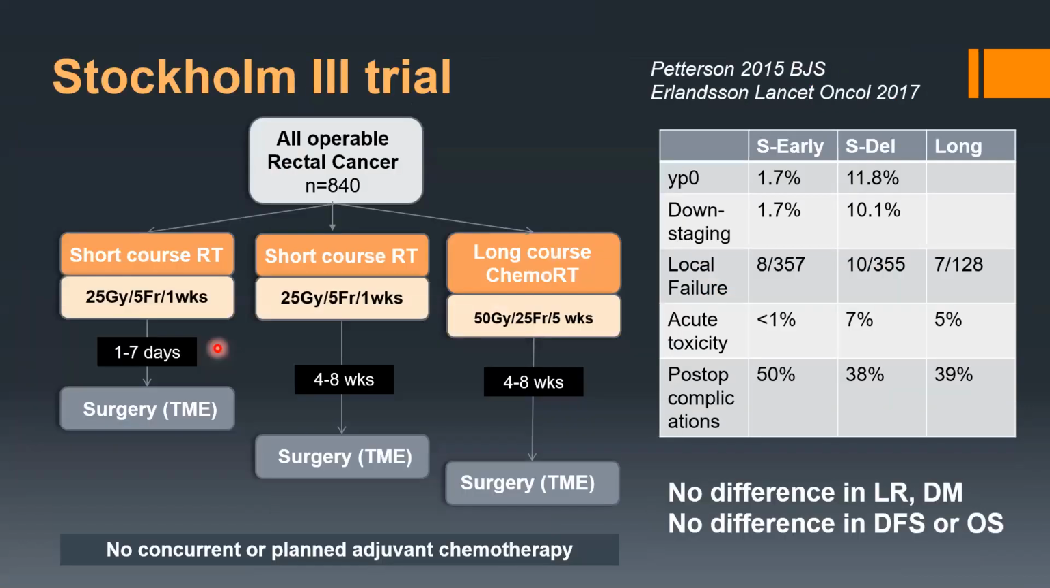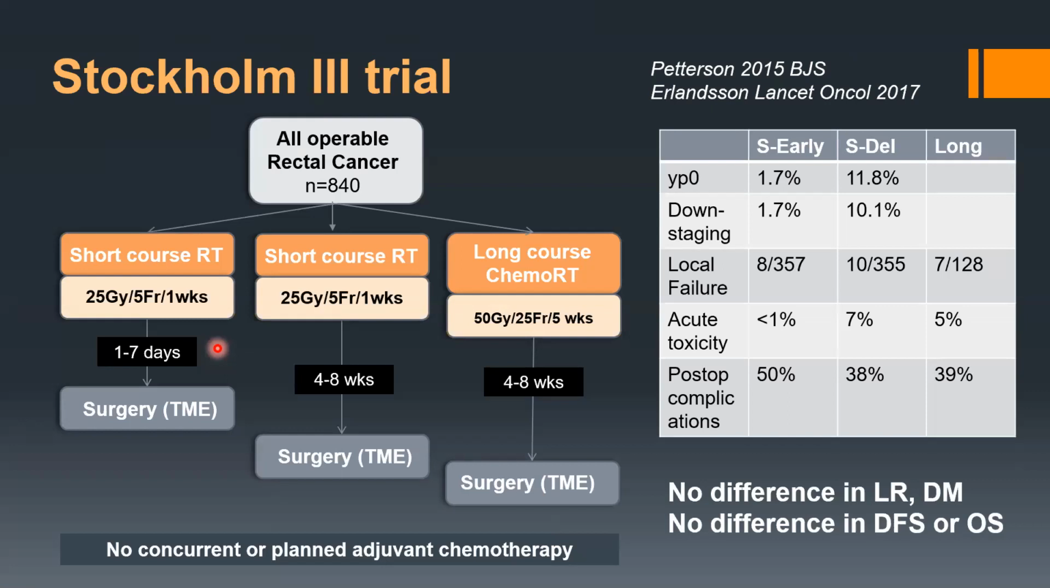To take things a bit further, the Stockholm 3 trial took 840 patients, gave short course radiotherapy followed by TME, short course radiotherapy with a larger gap followed by TME, and long course radiotherapy with a 4 to 8 week gap followed by TME. The question that they were asking was that by increasing the gap between short course radiotherapy and surgery, would we allow a greater pathological response rate and allow downstaging, which was one of the problems that was being faced with short course radiotherapy.